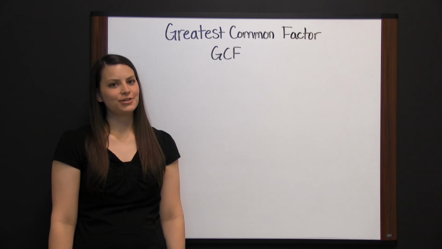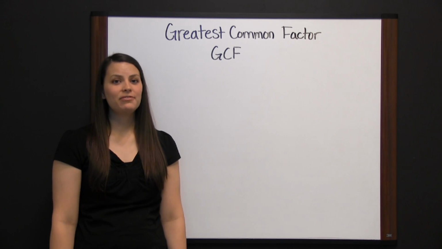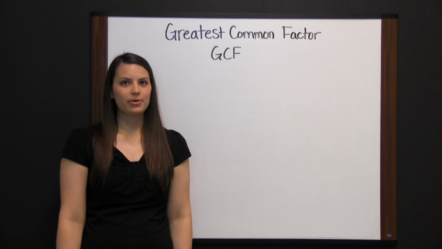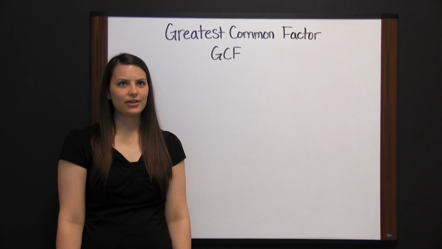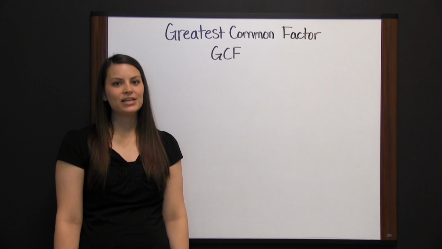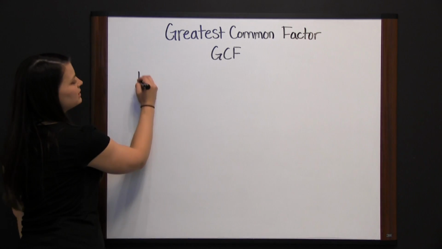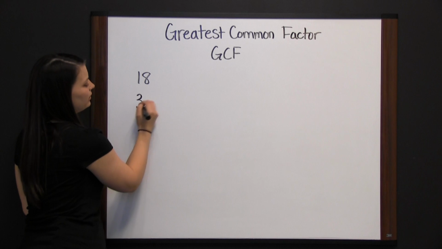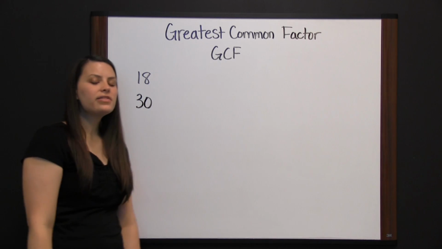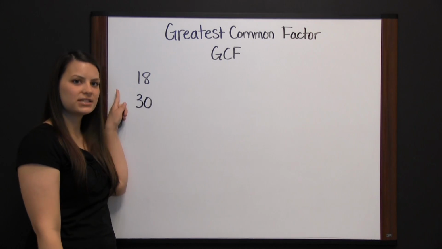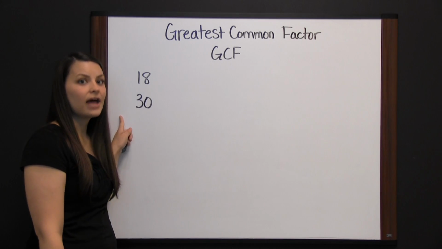Greatest common factor. The greatest common factor, or GCF, of 2 numbers is the largest value that divides into each of the numbers. Let's take, for instance, 18 and 30. You can find the GCF of 2 numbers by finding the prime factorization of your numbers and then finding what they have in common.